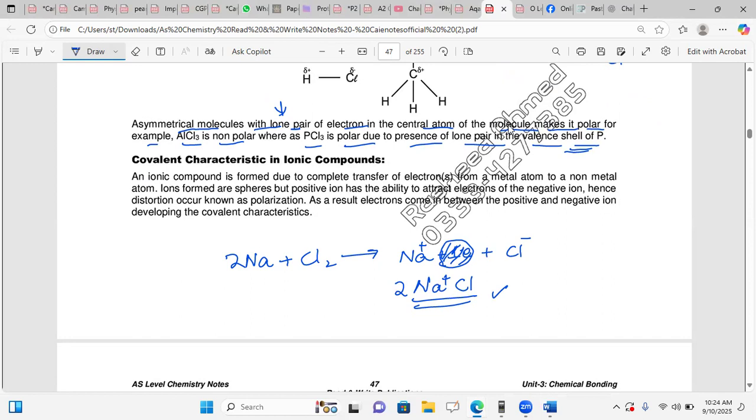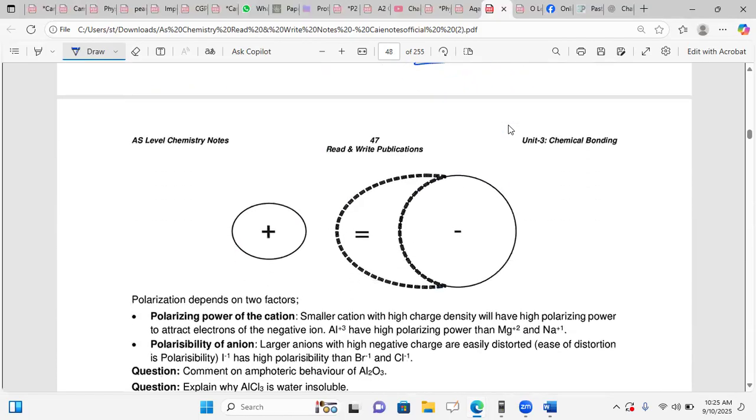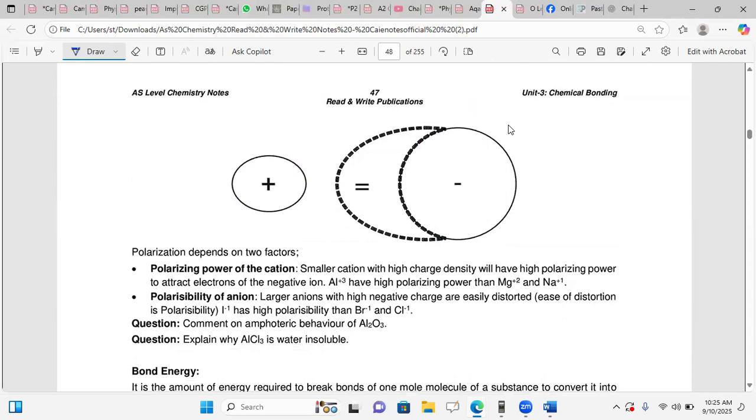Hence, we can say the ability to attract the electron of the negative ion, hence the distortion that occurs, is known as polarization. That is also called the polarizability factor. As a result, electrons come between the positive and negative ions, developing covalent characteristics. So there is much possibility that in ionic compounds, the characteristic of polarization is going to happen. So polarization power or polarizability of the cation: smaller cations with higher charge density have high polarization power to attract the electrons of the negative ion.